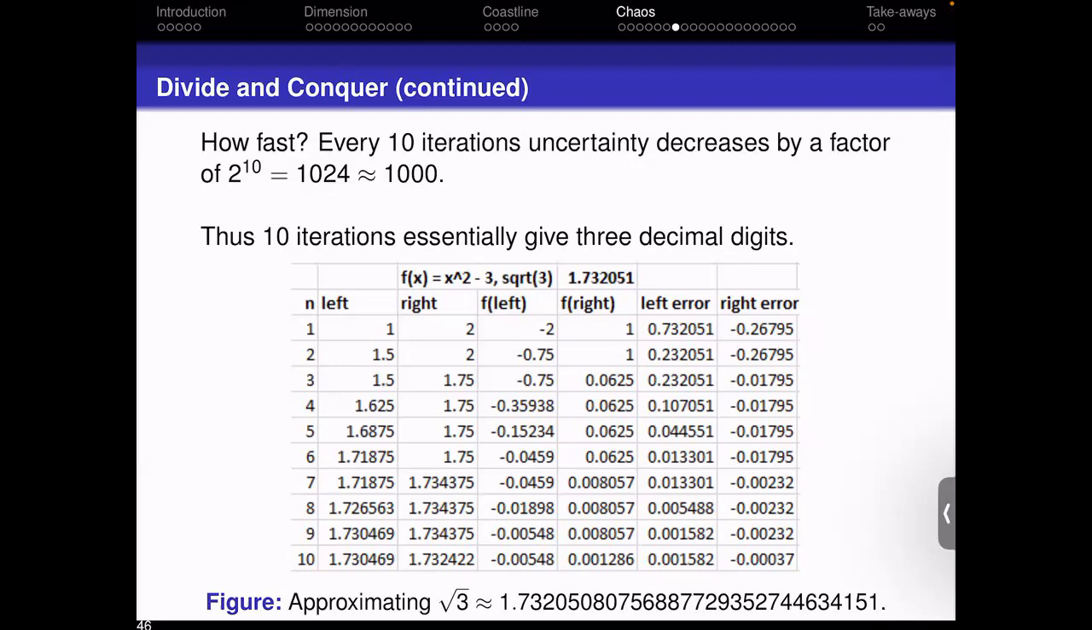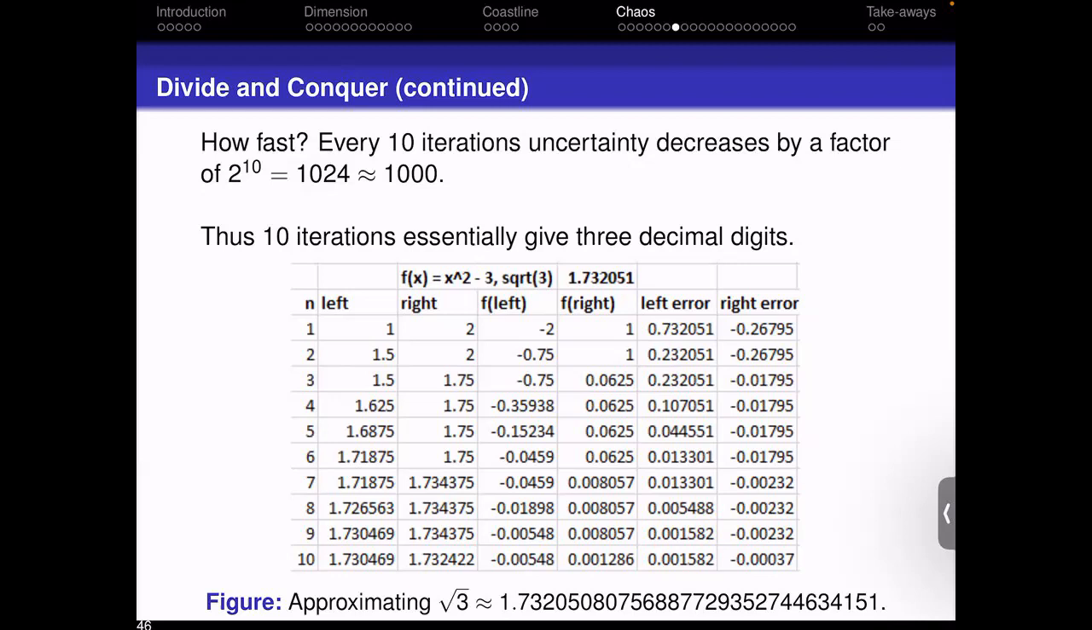Sometimes when you're looking at downloads and you're downloading something that's a little bit over a gigabyte, it's interesting watching as it goes from 980 megabytes to over, but then it's written in terms of the fraction of a gigabyte. So every 10 iterations, my uncertainty becomes 1 over 2 to the 10th, or 1 over 1024 of what it was before. That's essentially gaining 3 decimal digits.